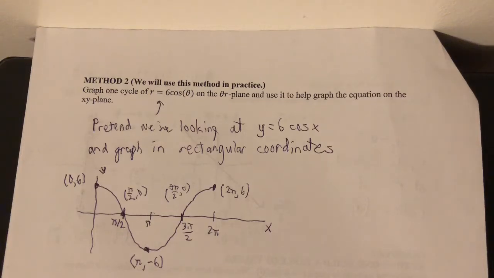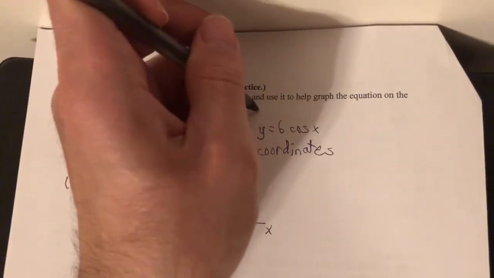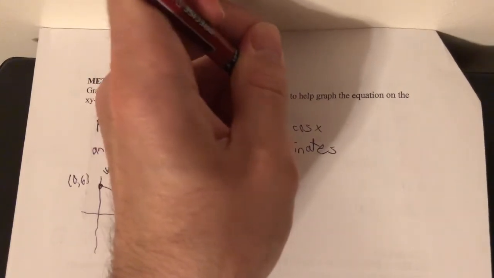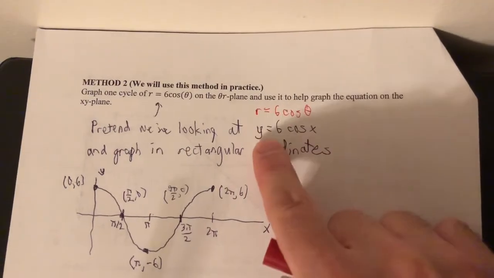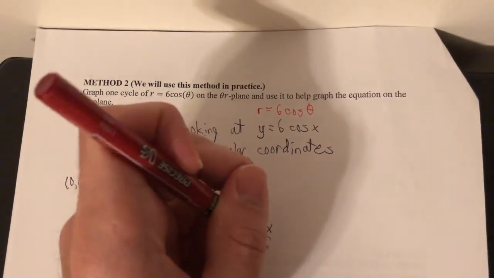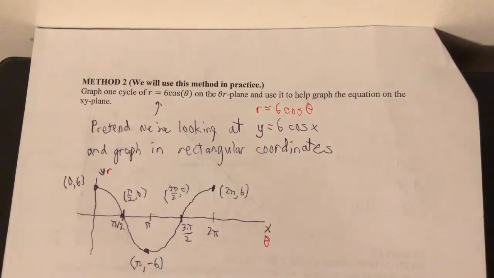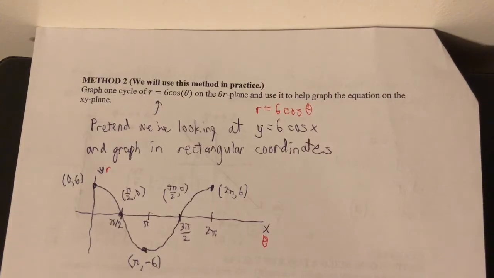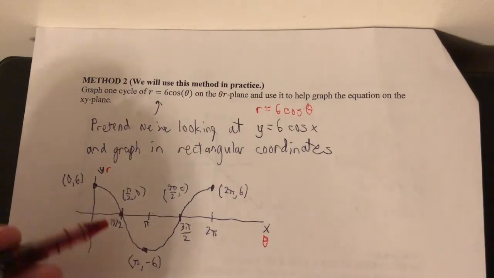Now, the reason why it says graph on the theta r plane is because really, if I think about this as, I'll use another color here, r equals 6 cosine of theta, theta is playing the role of x, r is playing the role of y. So instead of x, I can think of the horizontal axis as my theta axis, the vertical axis as my r axis. So we've got the theta r plane, like we normally refer to the plane as the XY plane. This is the theta r plane. And this is my graph.